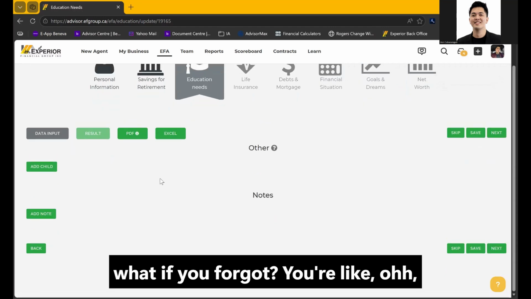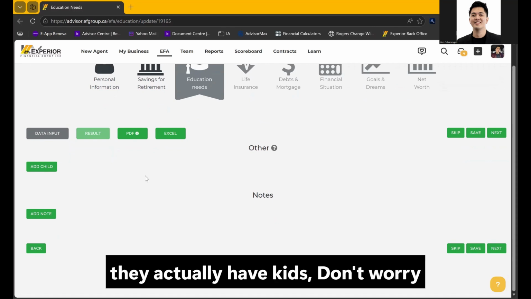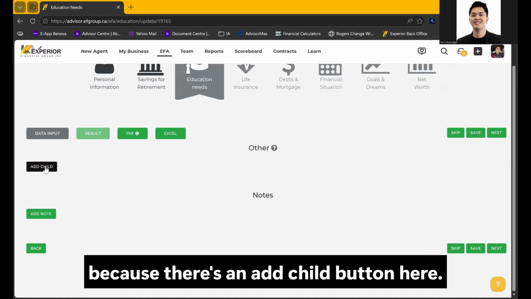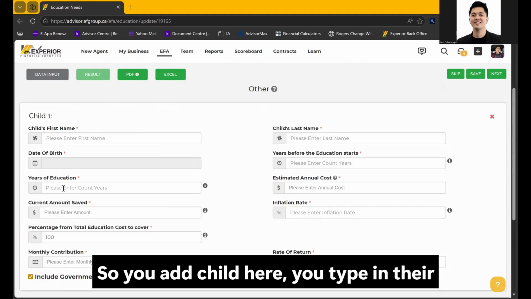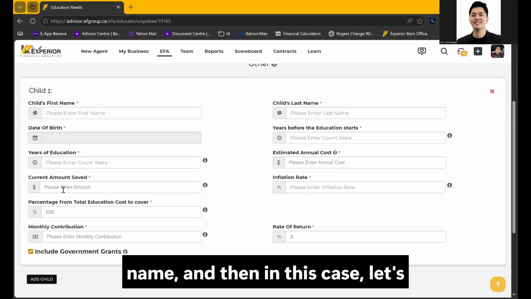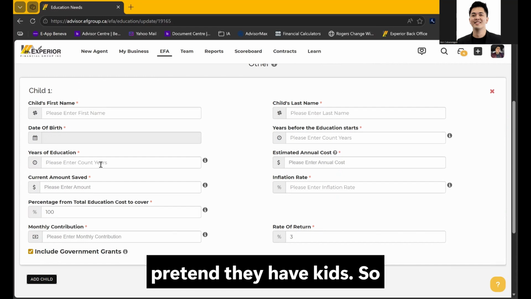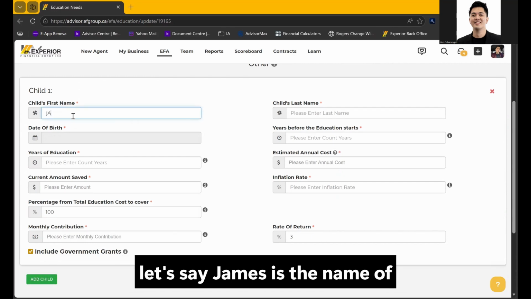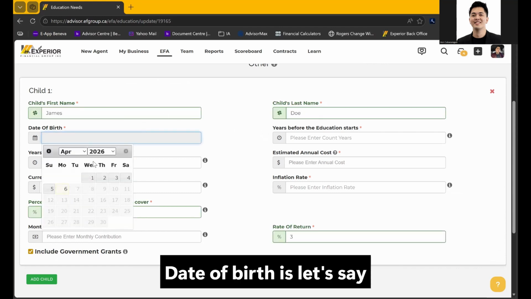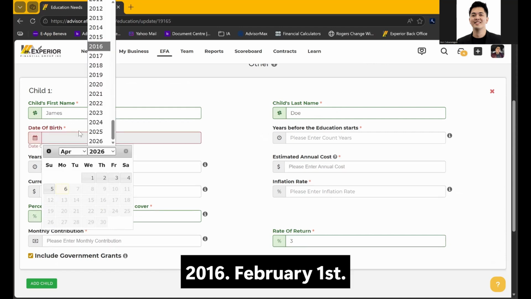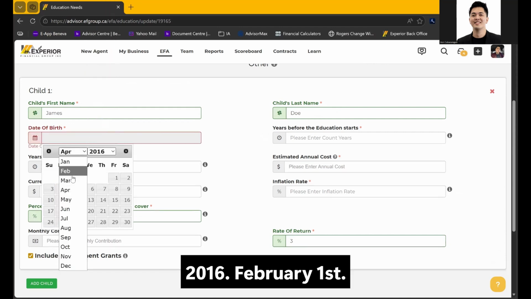But what if you forgot? You're like, oh, they actually have kids. Don't worry because there's an add child button here. So you add child here, you type in their name, and then in this case, let's pretend they have kids. So let's say James is the name of their child. So date of birth is, let's say, February 1st, 2016.